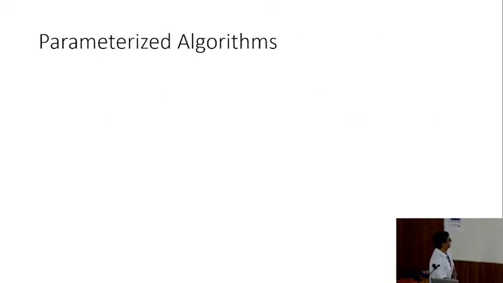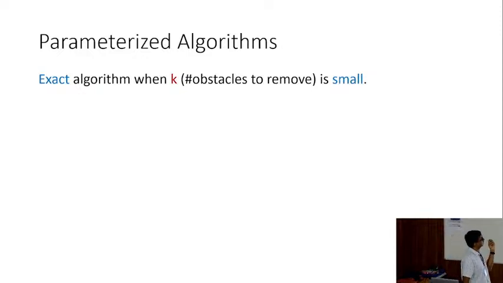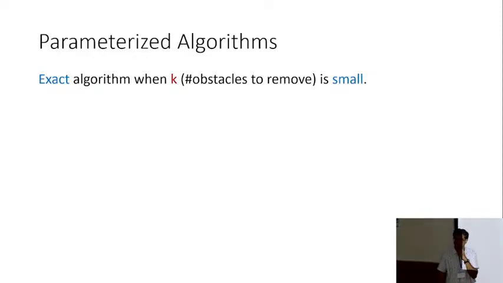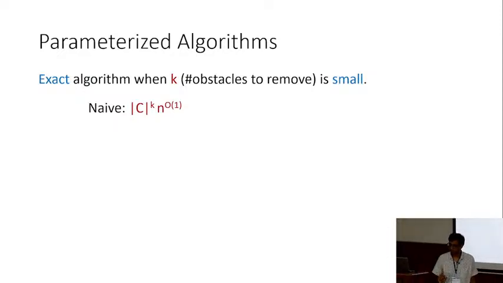Okay, so now people started to ask, what about an exact algorithm when k, the number of obstacles to remove, is small? There is one naive algorithm: you guess what the colors on those paths are and drop all other vertices, you drop all the other colors. Now you are just looking for a shortest path in this. So you can do this in C to the power k. You can also naively do it in n to the power k, where n is the number of vertices, because the number of colors and the number of vertices could be very, very different.